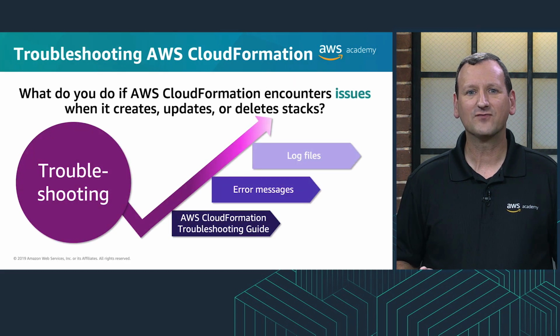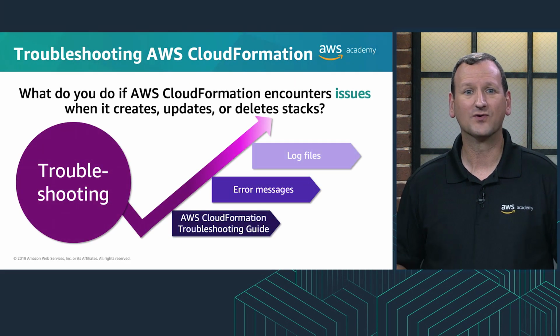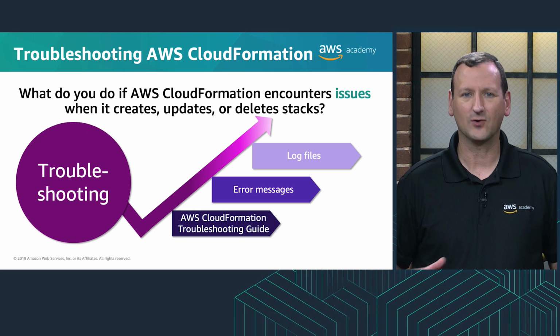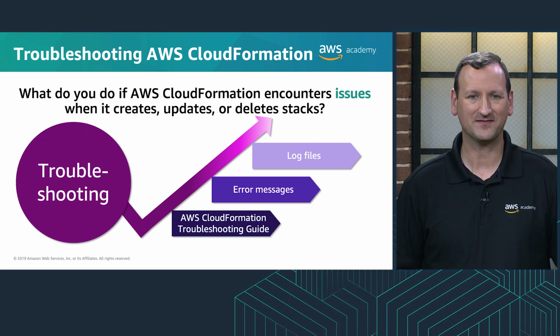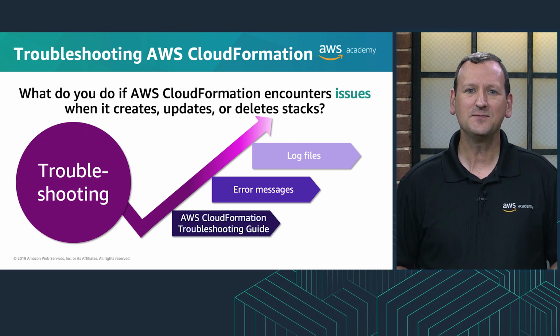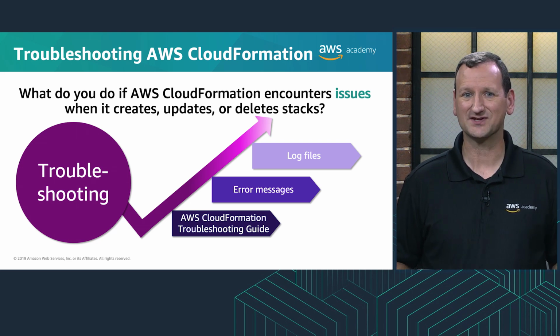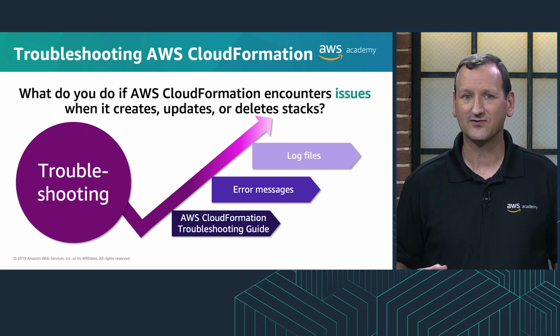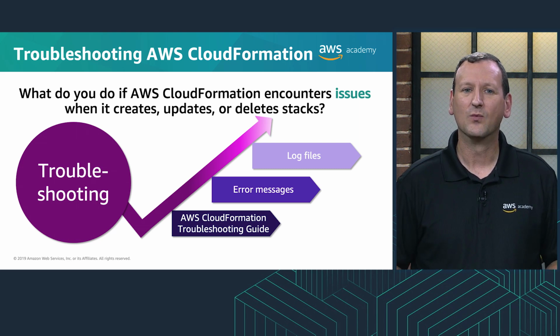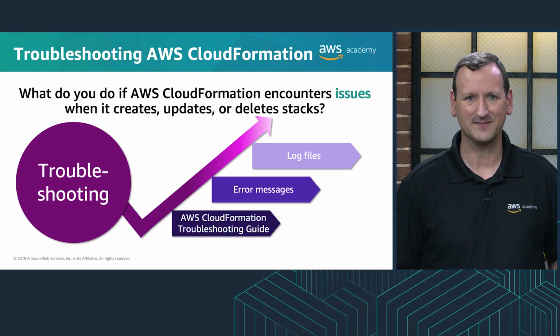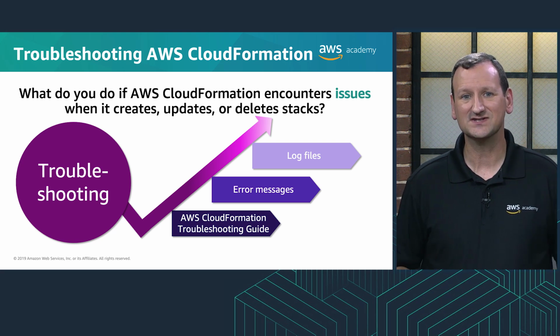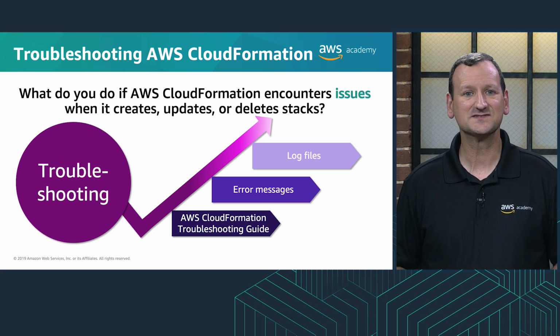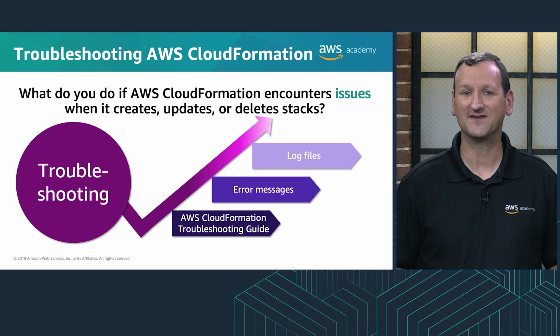If AWS CloudFormation fails to create, update, or delete your stack, you can view error messages or logs to help you learn more about the issue. The AWS CloudFormation Troubleshooting Guide is a good place to start when you troubleshoot errors. It provides guidance from the more general to the very specific. One of the first actions recommended by the Troubleshooting Guide is to look for error messages in the AWS CloudFormation console. If the errors occurred on an EC2 instance, you can log into that instance and examine the cloud init and CFN log files.